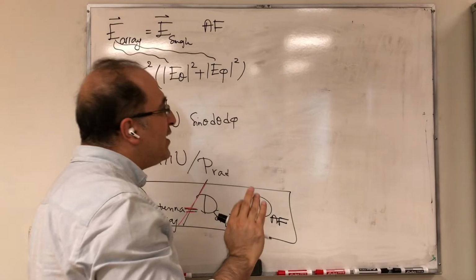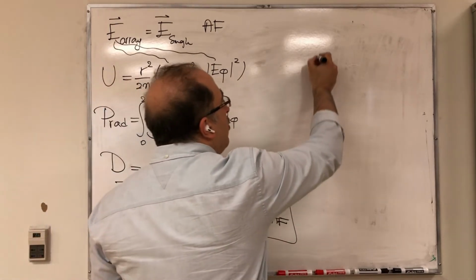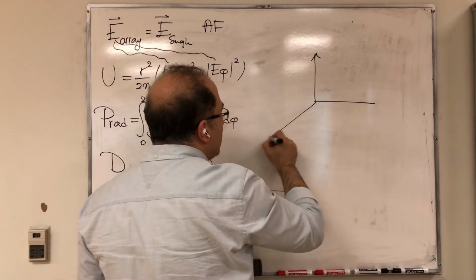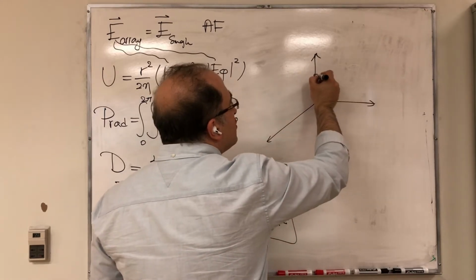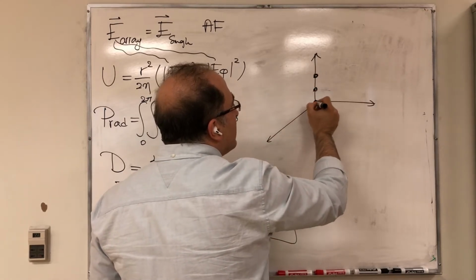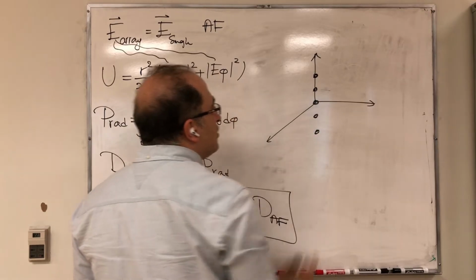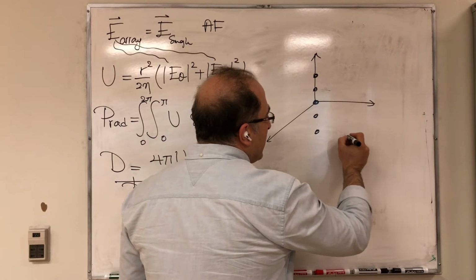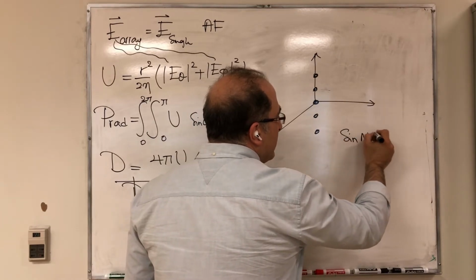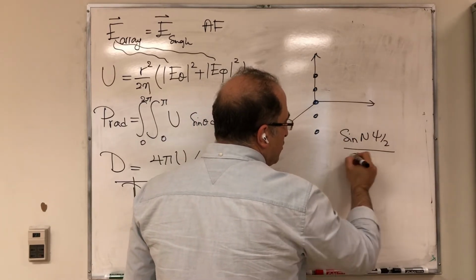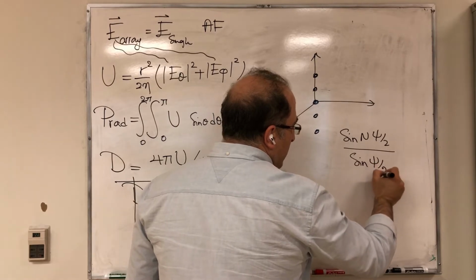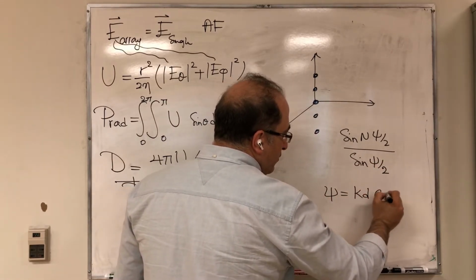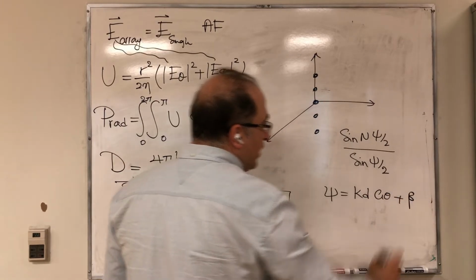So you see, in all of these materials that we had so far, we assumed that our arrays are along the z-axis. So this was our assumption. And then we ended up by saying that the array factor is sine N psi divided by 2, sine psi divided by 2, and then we say psi is kd cos theta plus beta.